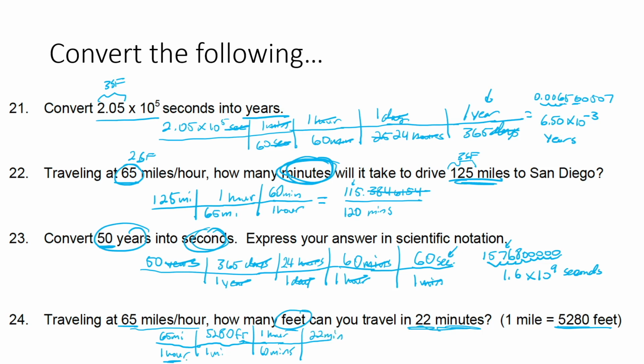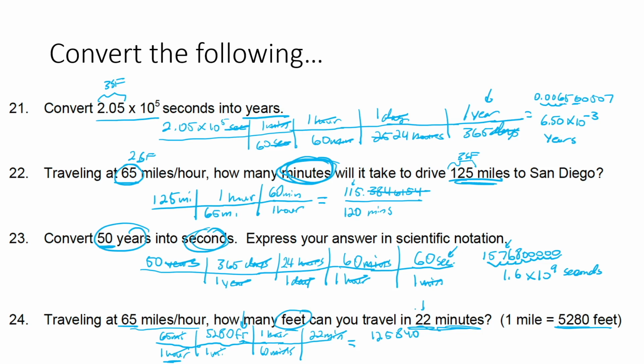Now all you have to do is cancel out the miles, cancel out the hour, and then also cancel out the minutes. That leaves you with just the feet right there. So all you have to do is multiply across 65 times 5280 times 22, and then divide all that by 60. And so the answer you should get here is something like 125,840.